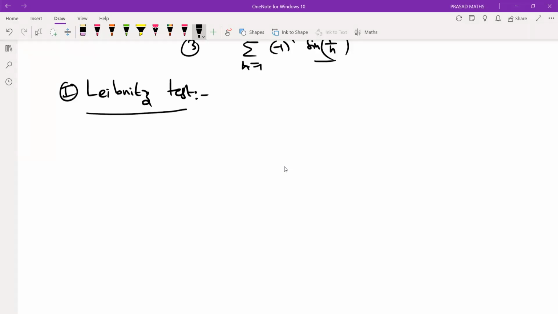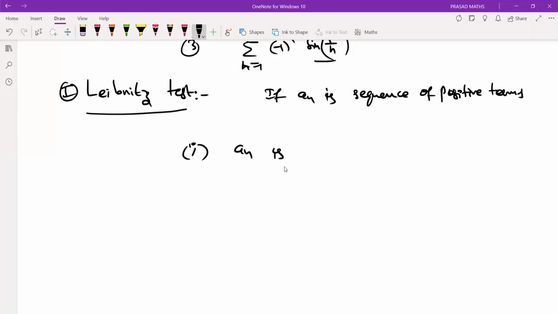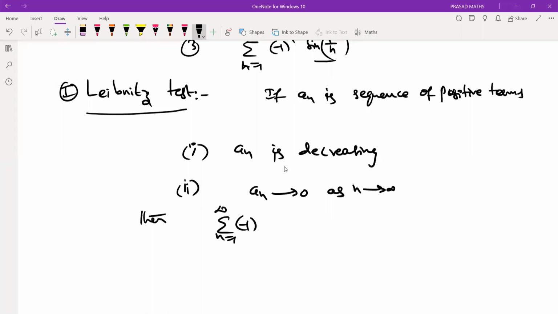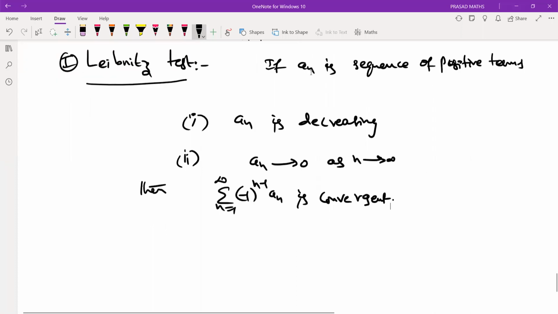Right? So series, this is what actually our series. If a_n is a decreasing sequence of positive terms, such that first, it is decreasing, second, the nth term tends to 0, then we can conclude that this series is convergent by Leibniz test.